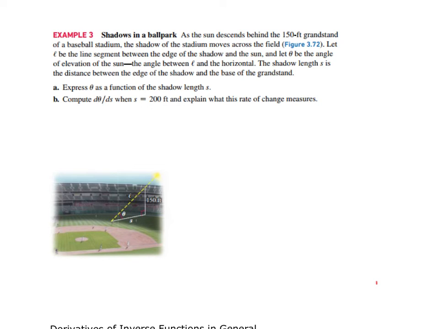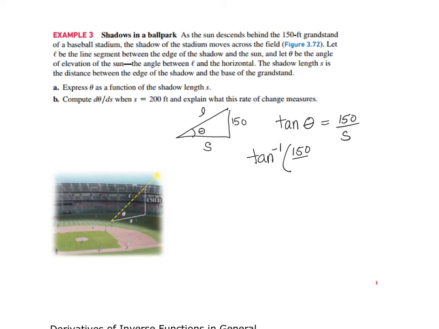Our first question here is to express theta as a function of the shadow length. So I'm going to draw this right triangle kind of separate from this picture. I've got the angle theta, S, L, and 150. So if I wanted to find theta as a function of S, we might first say that tangent of theta is opposite over adjacent, or 150 over S. Therefore, the inverse tangent of 150 over S is equal to theta.